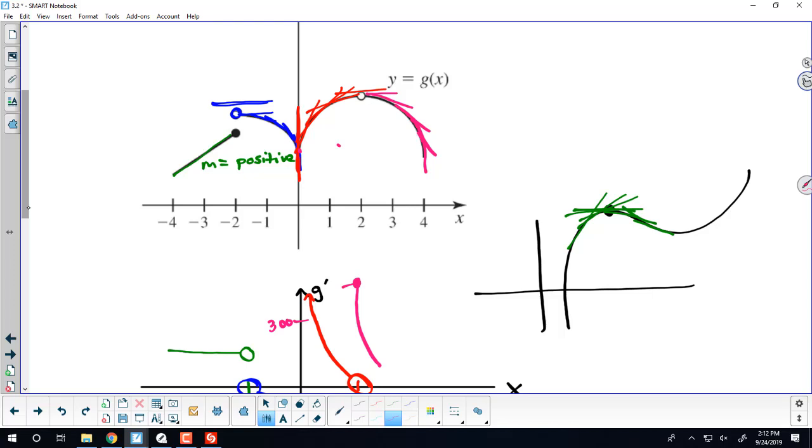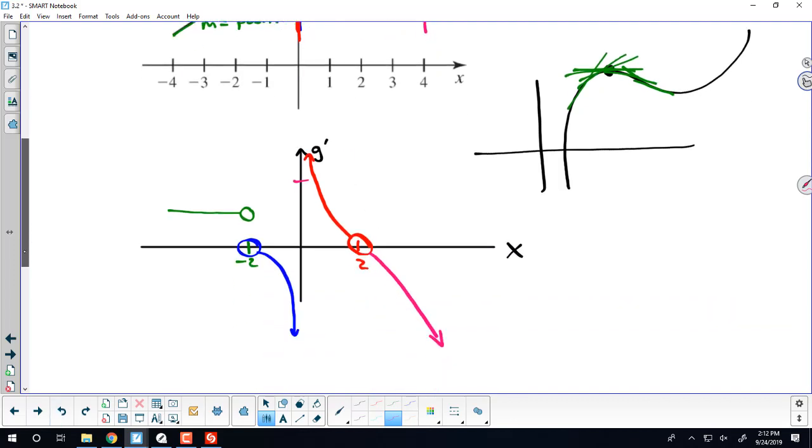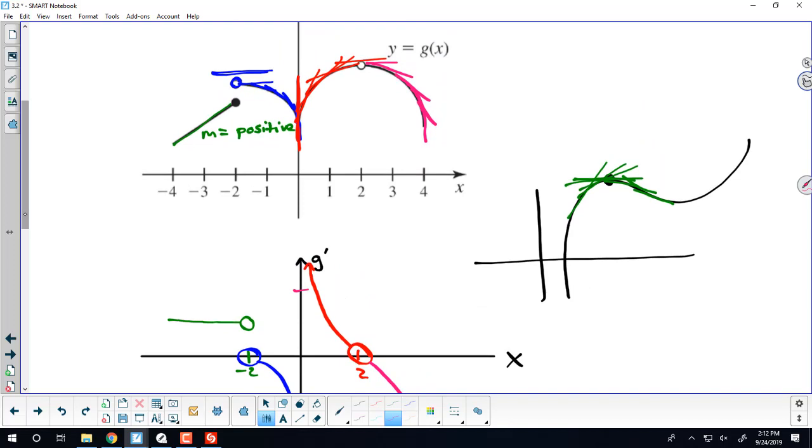So wait, for the pink one, it's not below the x-axis? Yeah, it is. I need to get rid of that stuff. Okay, I was like, what? Yeah, the pink portion is below because they're 0 and then getting more and more negative, which is why the graph of the derivative is below the x-axis, because these are negative slopes.